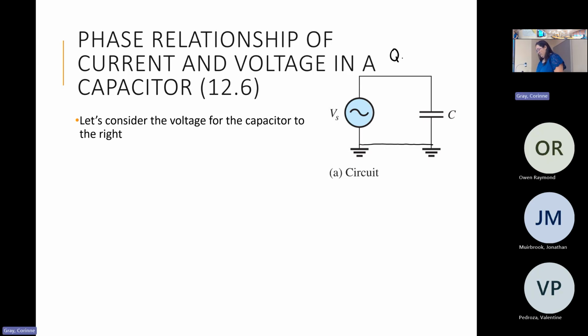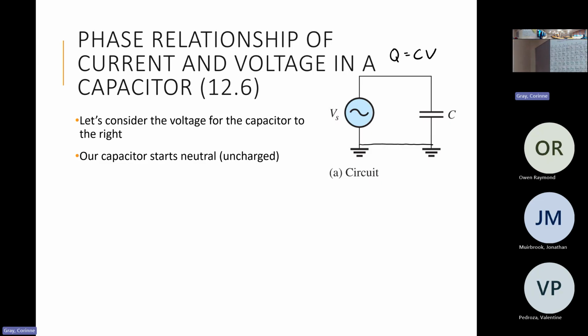So if Q equals 0, and Q is equal to CV, if Q is 0, what should V be equal to? Yep. So we're going to assume that our capacitor is starting as neutral or uncharged. And based off of this, we don't know if it's going to start off as positive or negative.